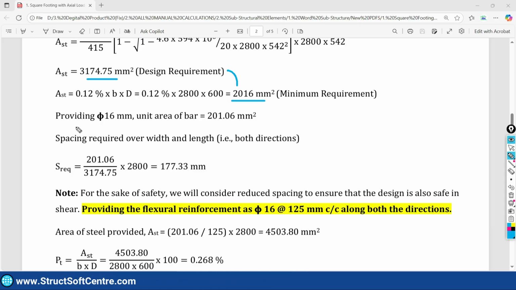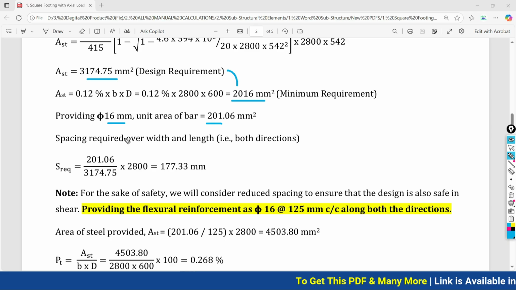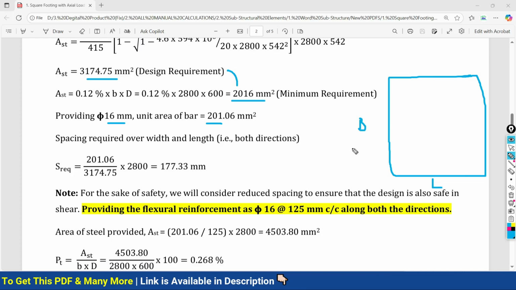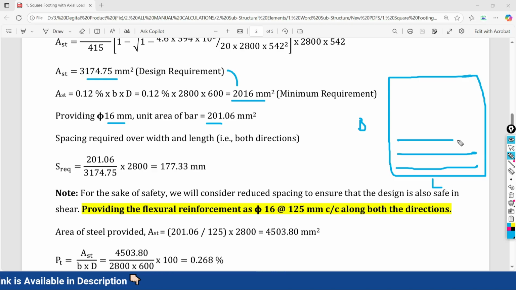And finally, I would like to provide 16 mm diameter of bar, and unit area of 16 mm diameter of bar is 201.06 mm square. This is the unit area of 16 mm diameter of bar. Spacing required over the width and length. This is our footing where length is 2.8 meter, width is also 2.8 meter. See, 16 mm diameter of bar I would like to provide here.